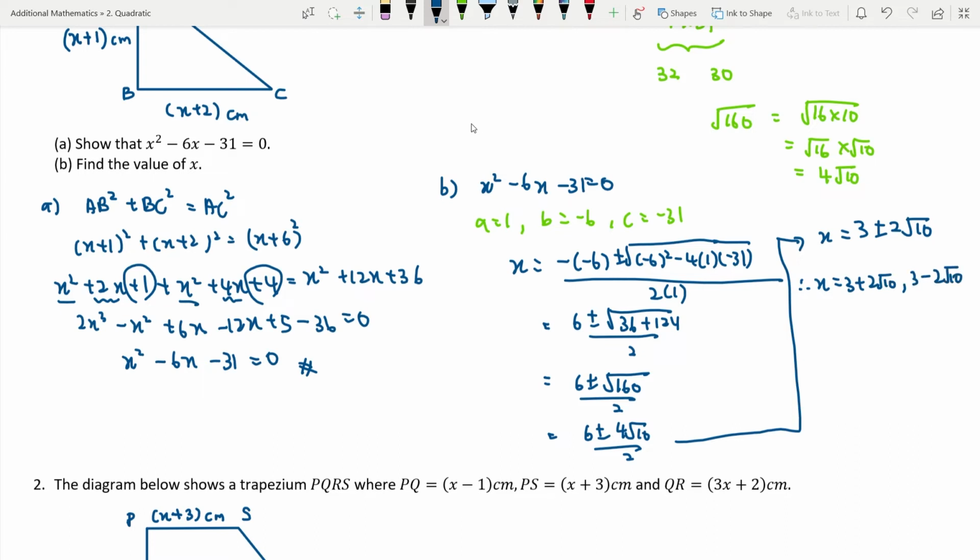3 minus 2 square root 10 is a negative value. In this question, our x is the length of the side. Therefore, 3 minus 2 square root 10 is invalid. We have only one solution for this quadratic equation, which is 3 plus 2 square root 10.